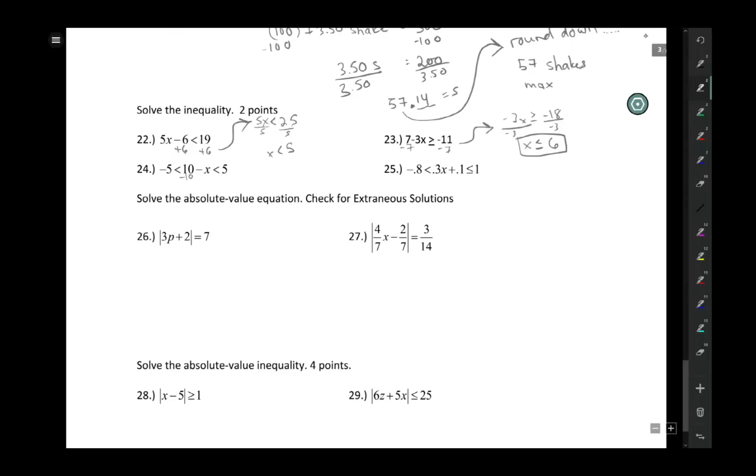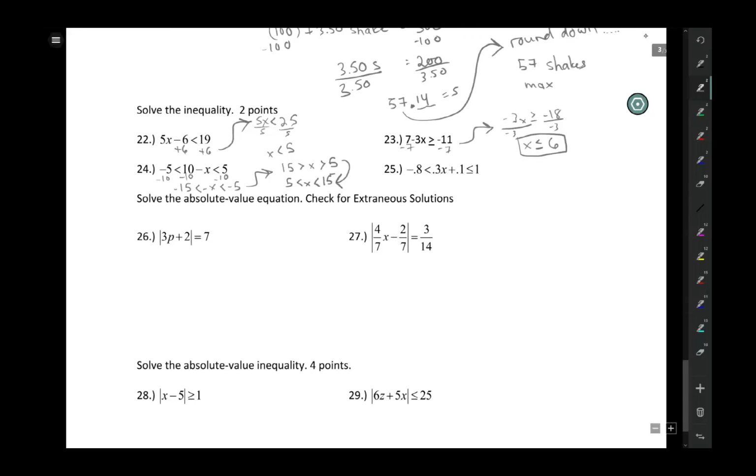We'll subtract 10 from everything. Subtraction, you don't change signs again. Negative 15, less than negative x, which is less than negative 5. Well, we have negative x, so now we change the signs of everything. And if you want to rewrite this, because it just looks a little funny, it's saying 5 is less than x, which is less than 15. Okay, on a number line, that's how it would look.